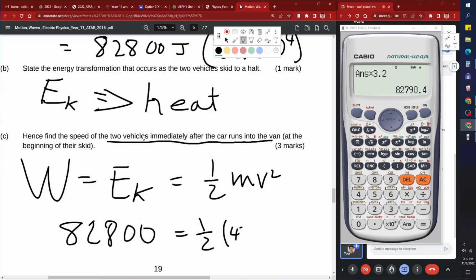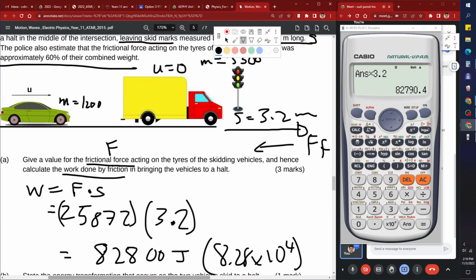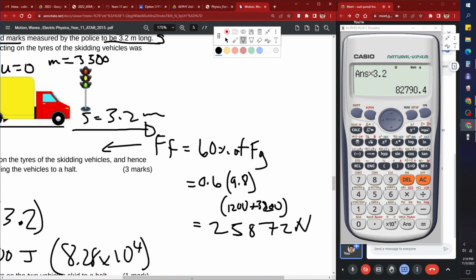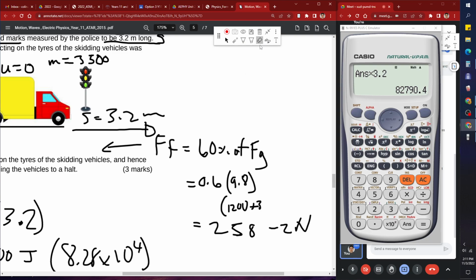Hence, find the speed of the two vehicles immediately after the car runs into the van. Okay, so that's their combination of their weight force. Oh my God, guys, look at the weight force. Mass is 35. Oh my God, you guys, let me do this. That just totally changes all my answers. Okay, hold on. Let me just double check this. Plus 3,500. Okay, times 9.8 times 0.6. Alrighty then.